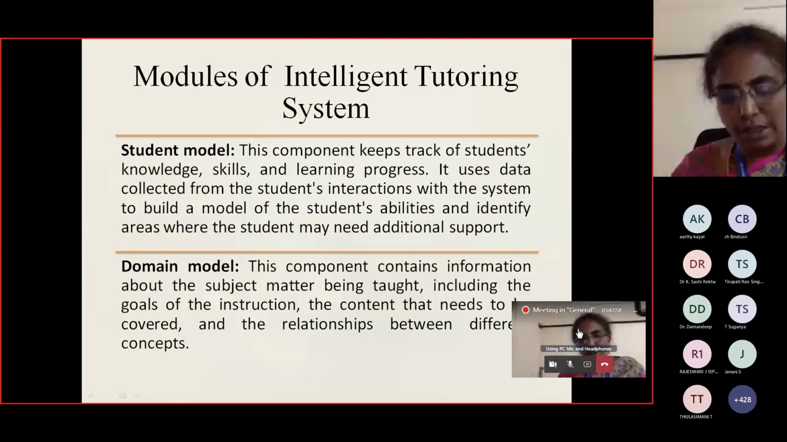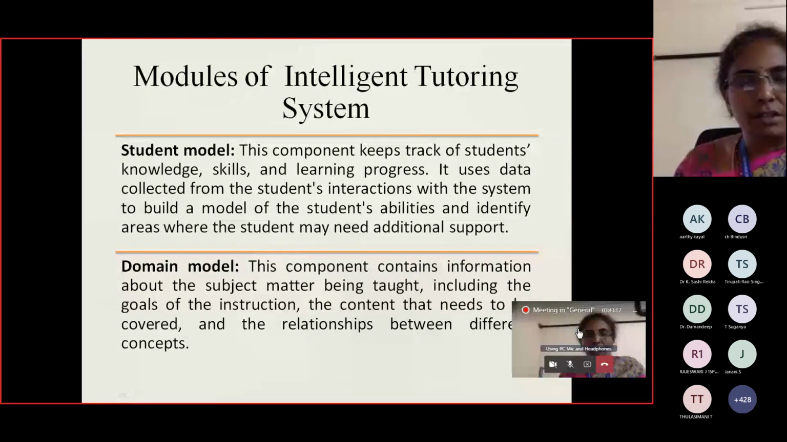In the domain module, the subject expert is going to prepare the teaching material that has to be provided to the student. The computerized teaching material is prepared and is available in the domain module. What content needs to be taught to the students, and the relationship between those concepts, that is, which concepts are prerequisites to which concepts, all that information will be available in the domain module. So next slide, sir.